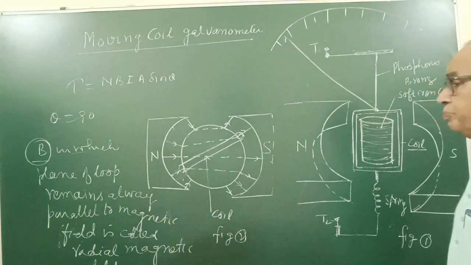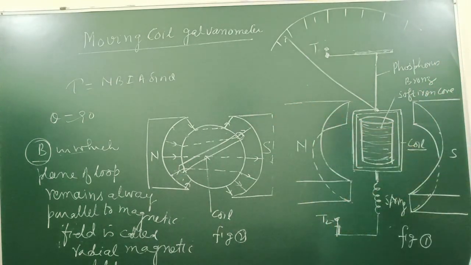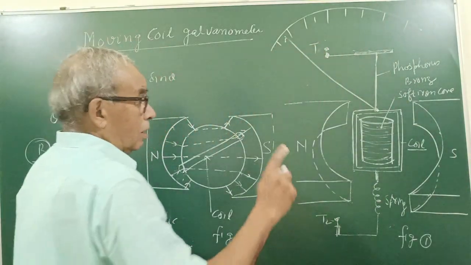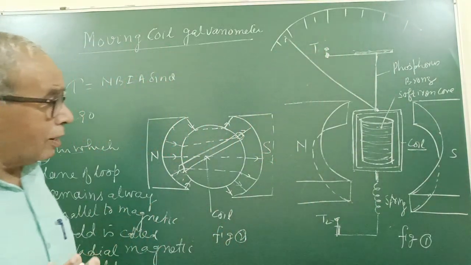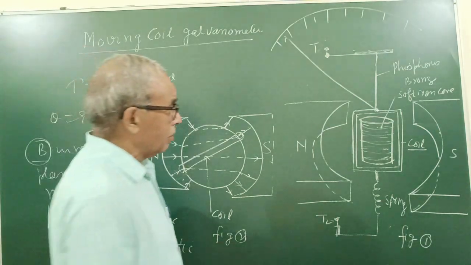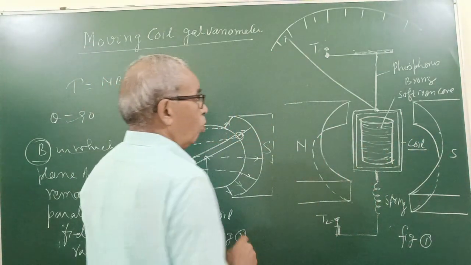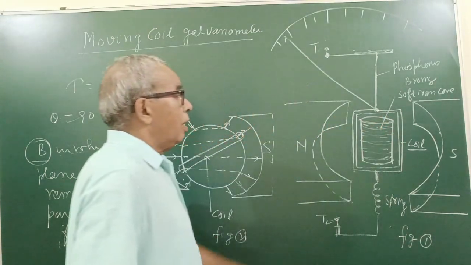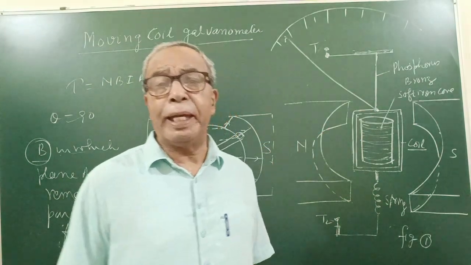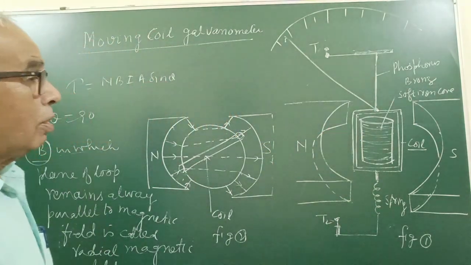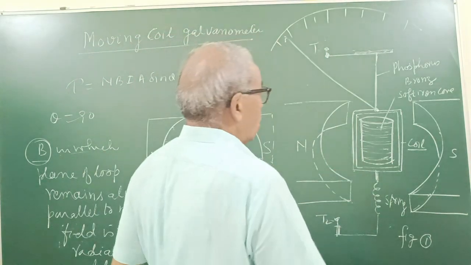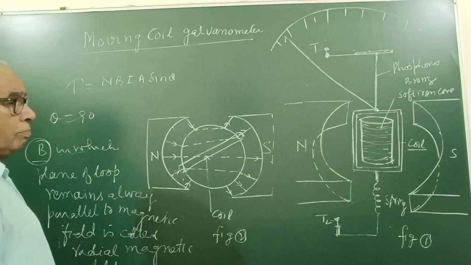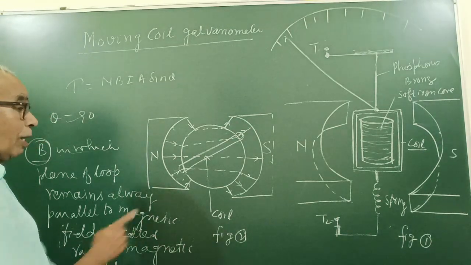What is a radial field? I will write all these things while explaining after the diagram. So, how does the field remain radial? People tell it some other way. I say this: the concave shape of the pole, the cylindrical core, and the rectangular coil together make the field radial. In this configuration, the normal to the plane of the coil remains perpendicular to the field, or the plane of the coil remains parallel.